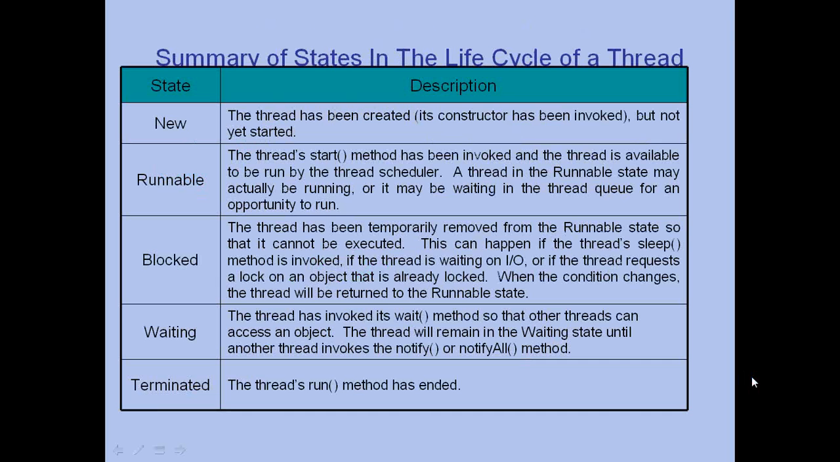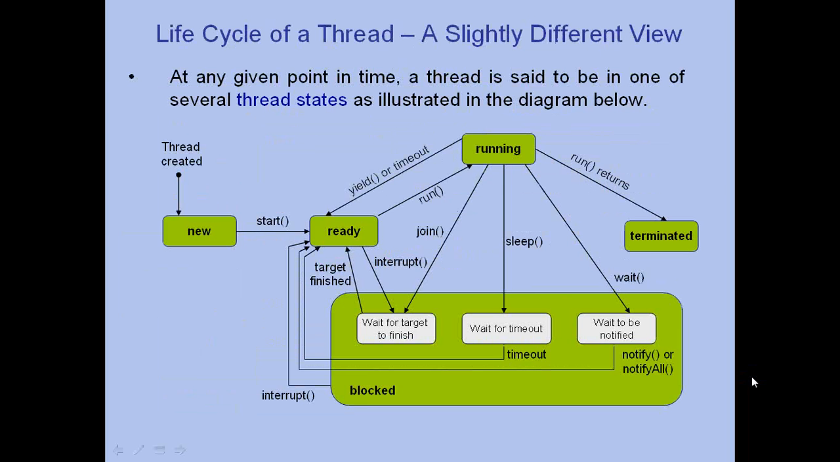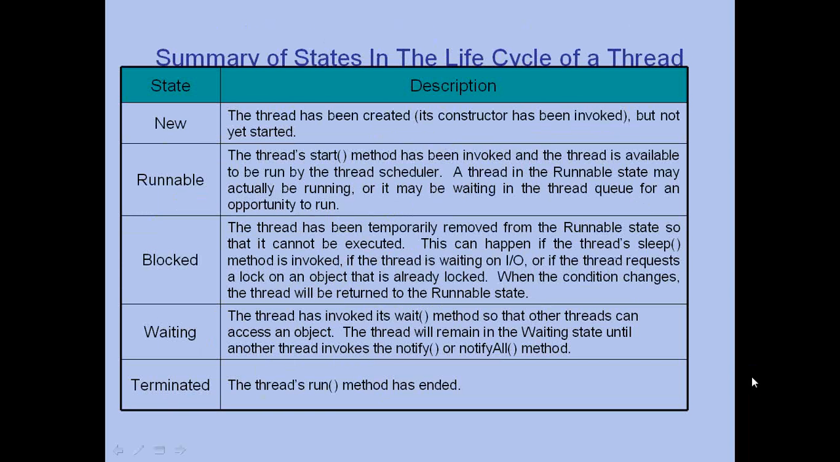Now look at this summary of states for a minute, and then we will look at the more detailed version. When the state is new, the thread has been created but it's not started. It's important to understand all the states of the threads. And runnable: the thread's start method has been invoked, and the thread is available to be run by the thread scheduler. A thread in the runnable state may actually be running, or it may be waiting in the thread queue for an opportunity to run. It depends on the thread scheduler and the resources available.